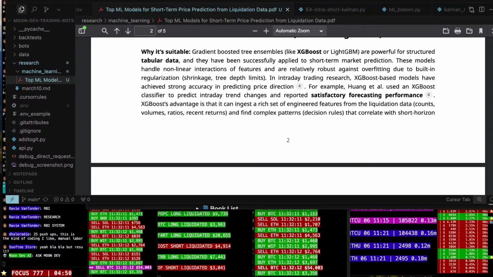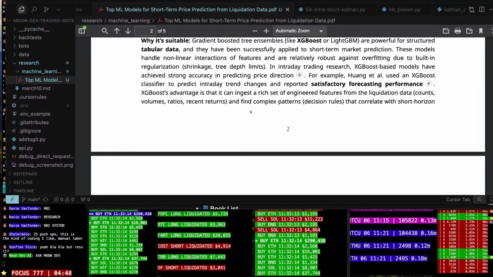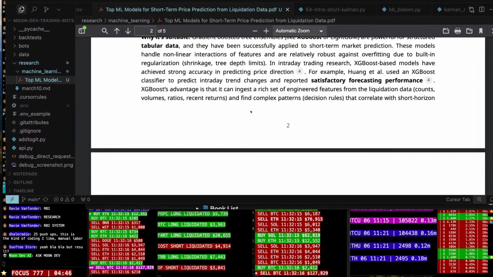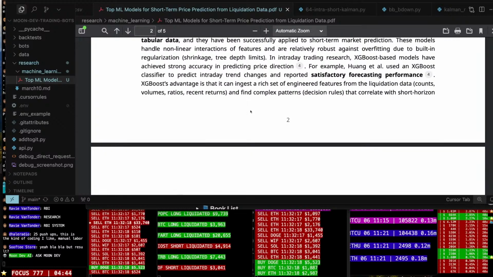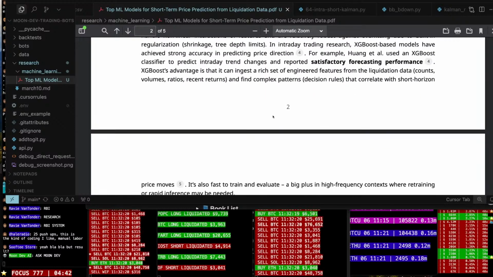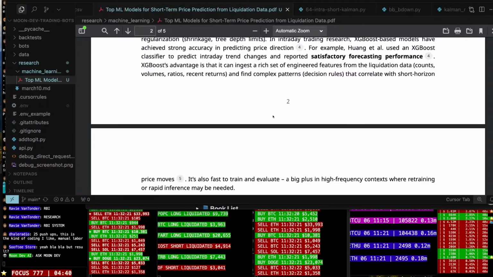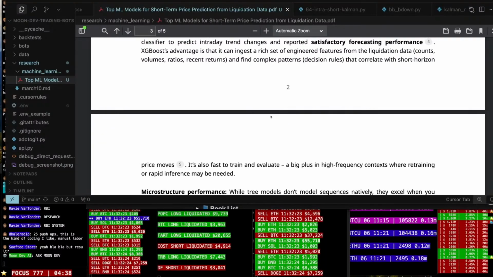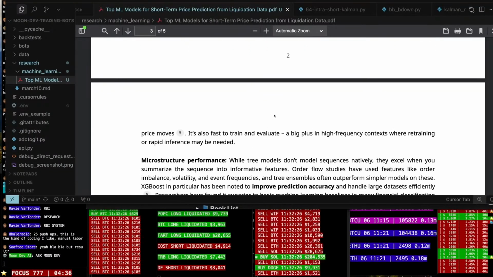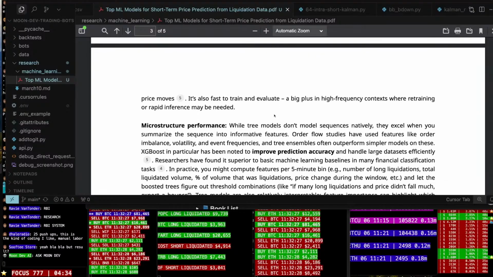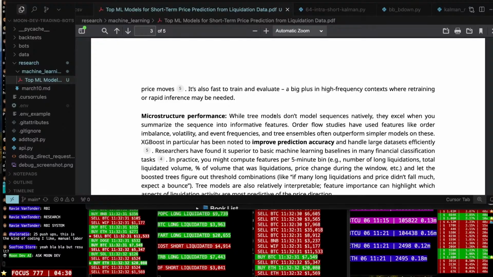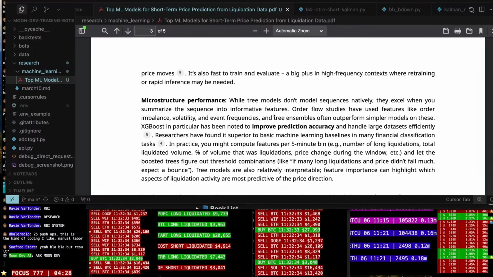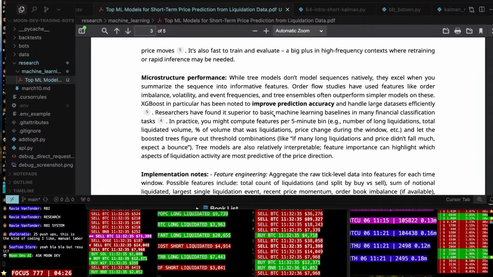XGBoost's advantage is that it can ingest a rich set of engineered features from the liquidation data: counts, volumes, ratios, recent returns, and find complex patterns, decision rules that correlate with short horizon price moves. It's also fast to train and evaluate, a big plus in high frequency contexts, where retraining or rapid inference may be needed.